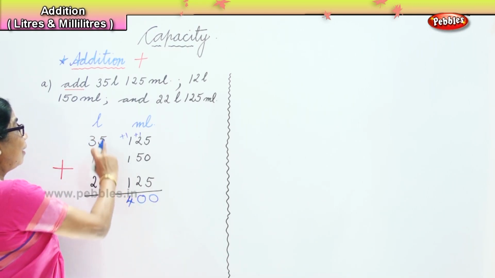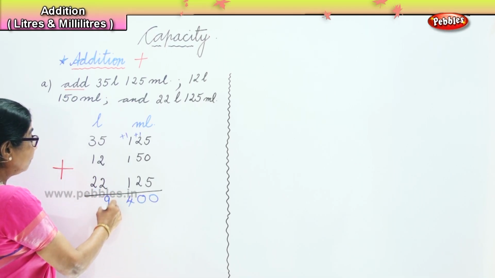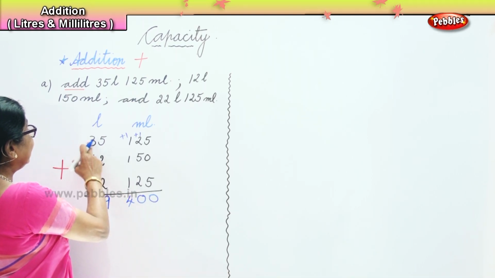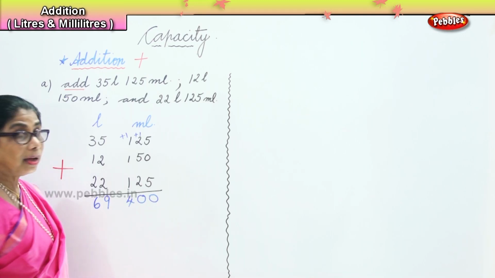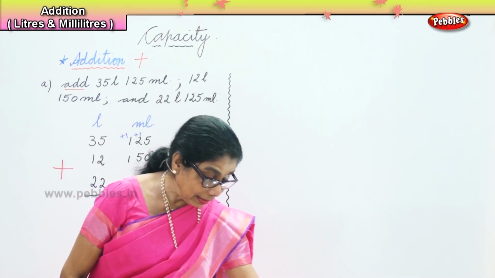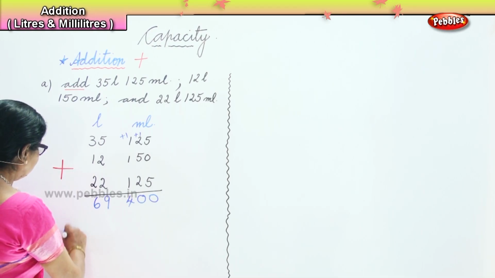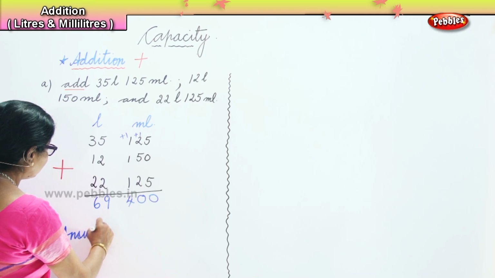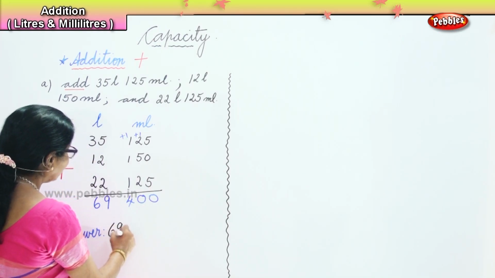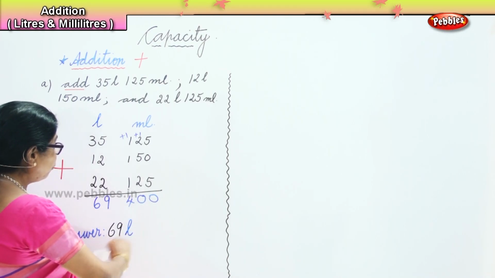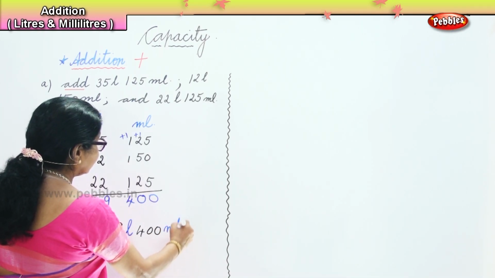Now we go to the liters. 5 plus 2 is 7, 7 plus 2 is 9. Next we have 3 plus 1 is 4, 4 plus 2 is 6. So we have our answer is 69 liters, 400 milliliters. So what is our answer? Our answer is 69 liters, 400 milliliters. That's our answer.